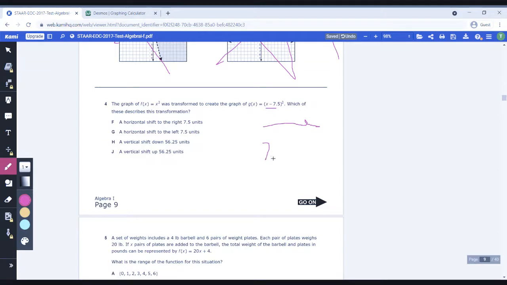Remember, we don't change the sign, but you do the inverse, like 7.5. You probably studied this in school, in a unit about transformations, where they told you that if it was outside, it would go up or something. We did a vertical shift and a horizontal shift. This one would be a horizontal shift to the right, 7.5 units.